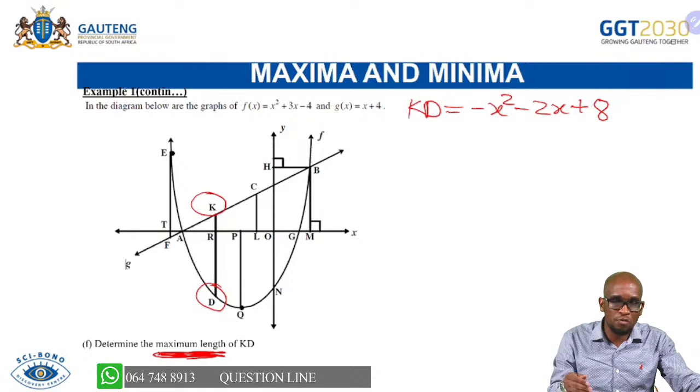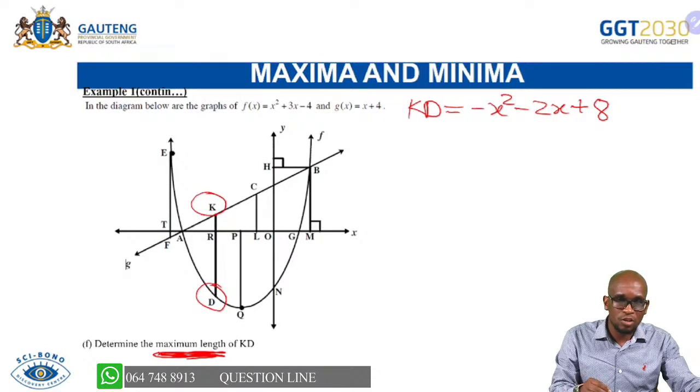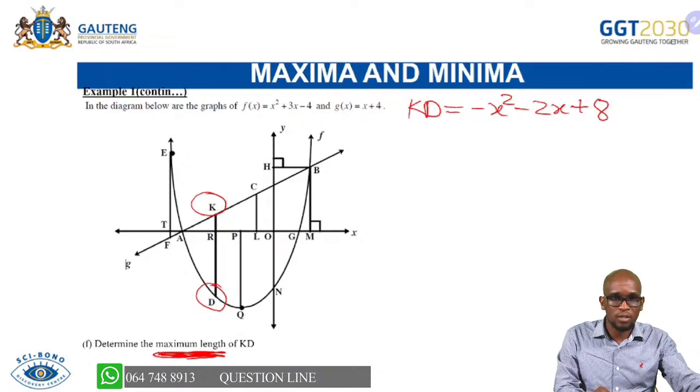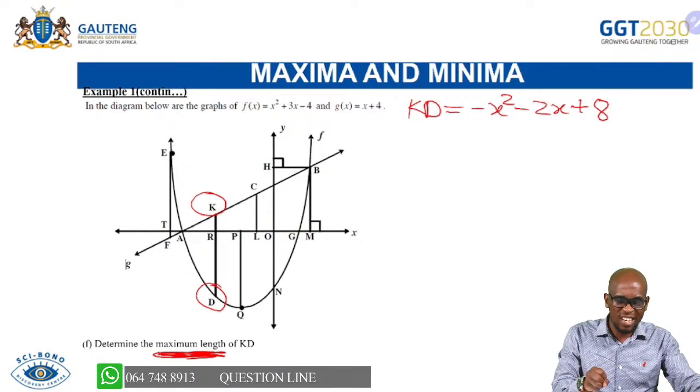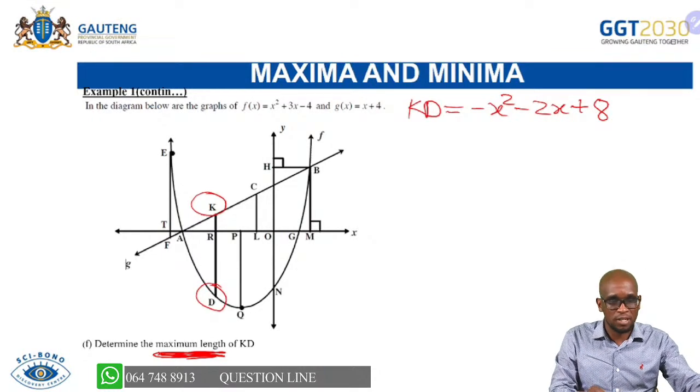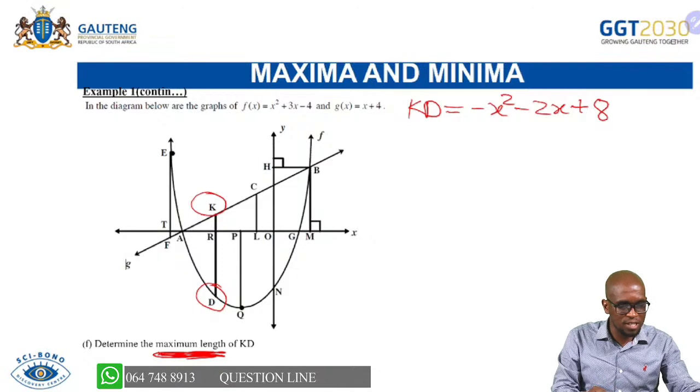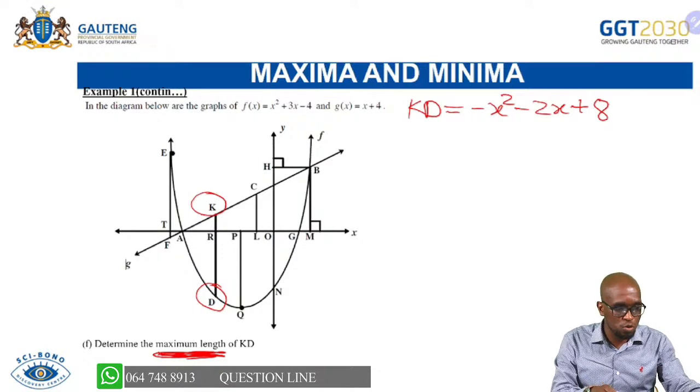In order for you to find the maximum length, you are going to complete the square, that is number 1, or you can use the axis of symmetry, minus b over 2a, or you can use calculus if you know how to maximize and minimize. But specifically for this lesson, I'm not going to use calculus. I'm going to use the completion of the square as well as the axis of symmetry.